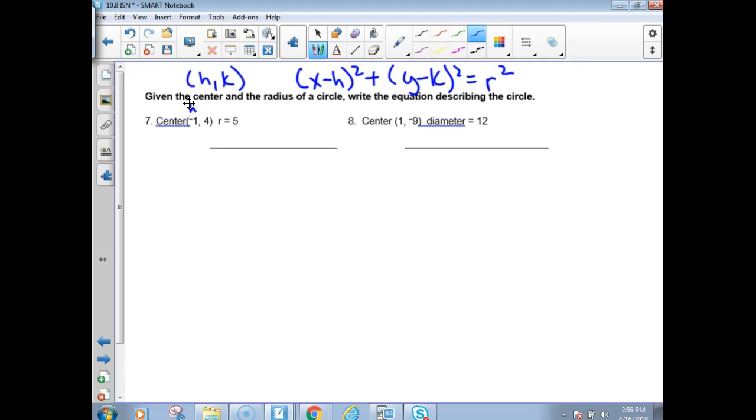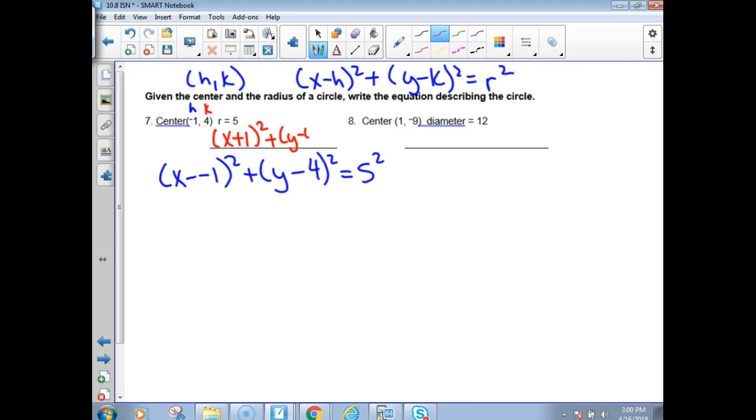Okay, so you got h is -1. I'm going to write this underneath the line where my answer is supposed to go, because it's going to be x minus -1 quantity squared plus y minus k, which is 4, quantity squared equals 5 squared. That is just substituting in the values of h and k and r into the format, and now I'm going to simplify. So I expect your answer to be x plus 1 quantity squared plus y minus 4 quantity squared equals 25. Right?